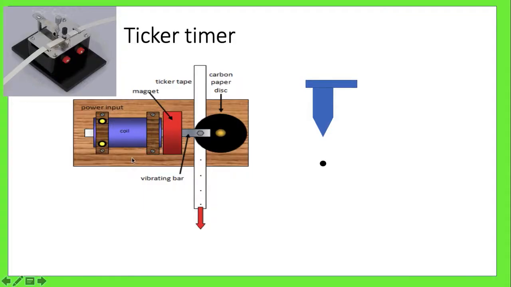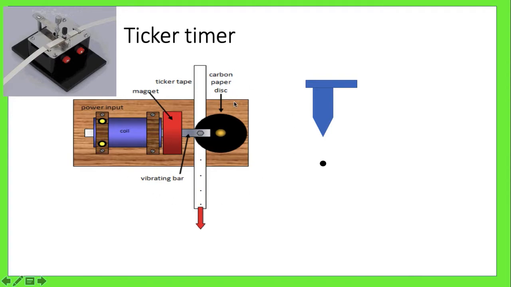Here are the parts in the ticker timer: a power input for the electric supply, a magnet for attracting the vibrating bar, carbon paper for making the dots visible, a vibrating bar which functions to make the dots, and a ticker tape which is placed under the vibrating bar and attached to the trolley during the experiment.